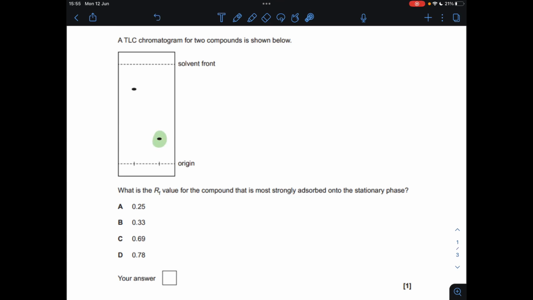So all we need to do now is measure the distance travelled by the compound, so from the origin up to there, and divide that by the distance travelled by the solvent, so from there to the solvent front. So all I've done is measured in millimetres these two distances on my iPad screen.